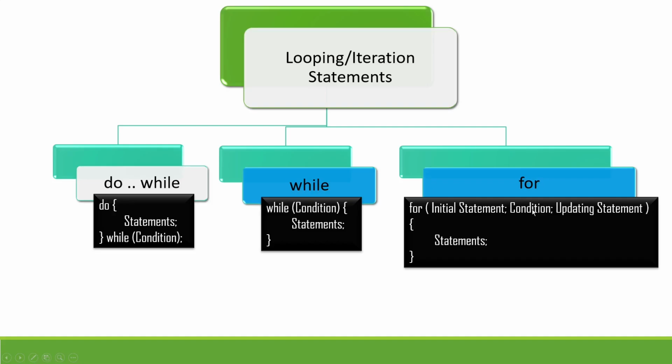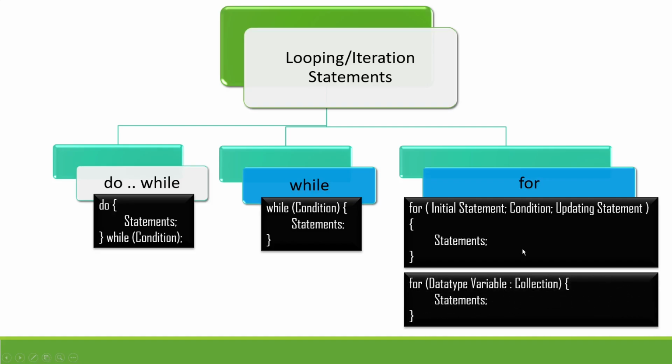Second portion is the condition. If the condition is true, then the statements will be executed. After that, it will go to the updation statement. After the updation statement, it will go back to the condition again. If the condition is true, the statement is going to execute again. So this will loop between condition, statement, updation statement, condition, statement. Like that, this will work as a loop. It will not go back to the initial statement.